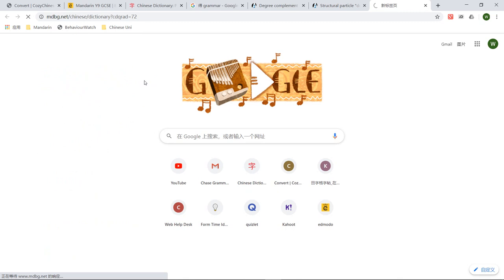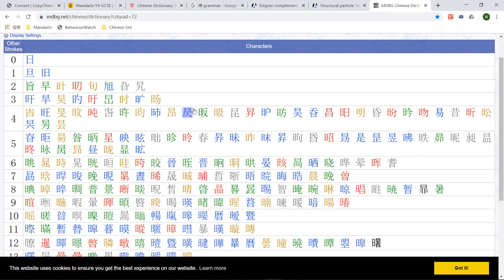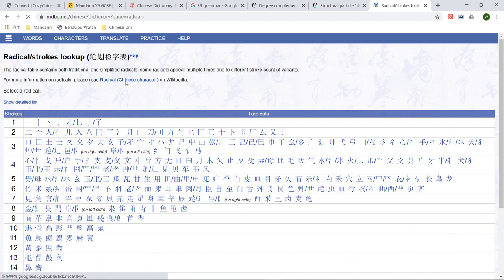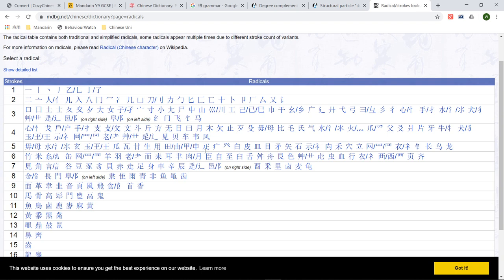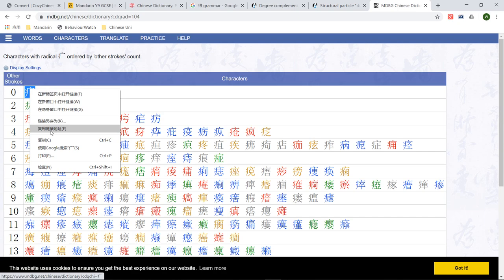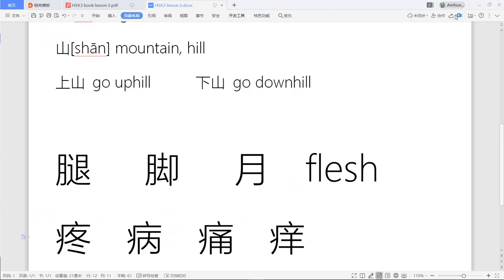Yeah, this one. We can use this dictionary to talk about this radical. So if we type radical, this one. Yeah, this is the radical if we can copy paste. We can't paste, really, and it's not very clear. Oh, okay, that's fine then.